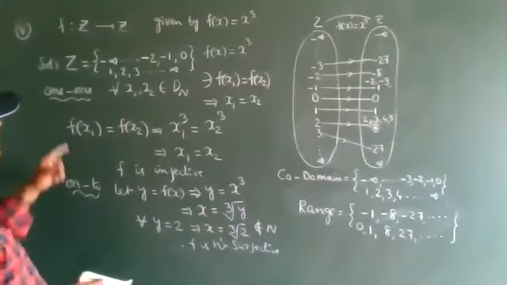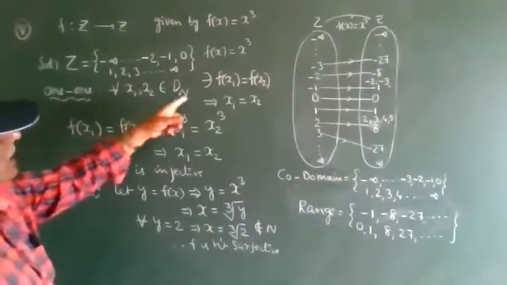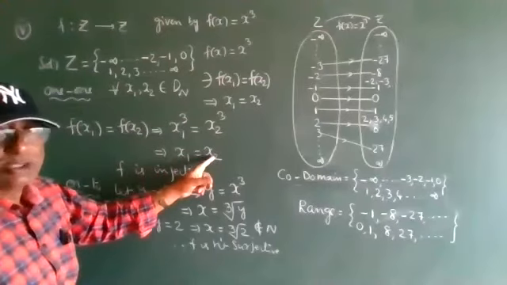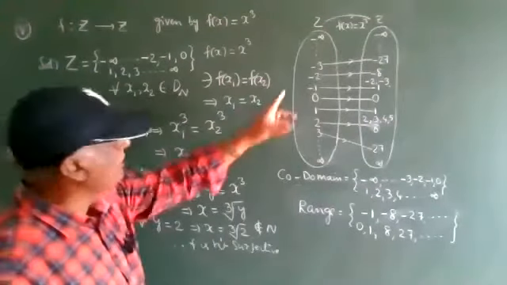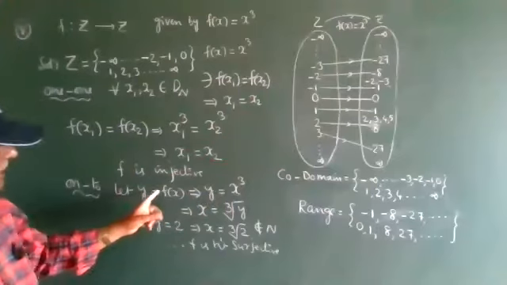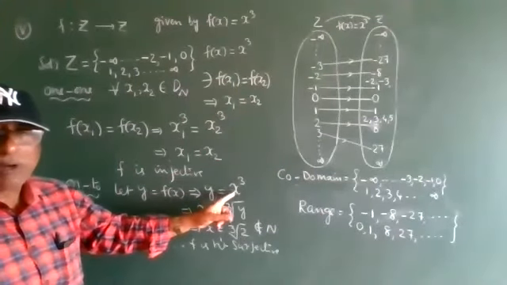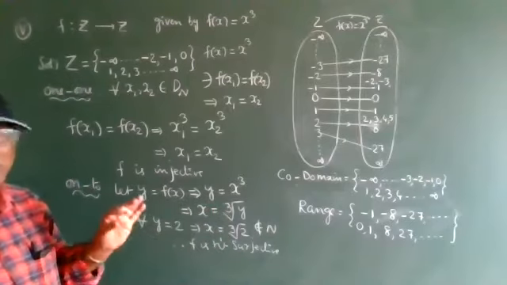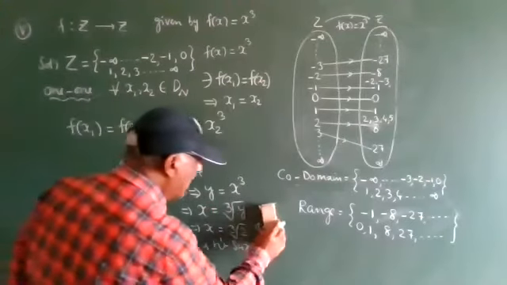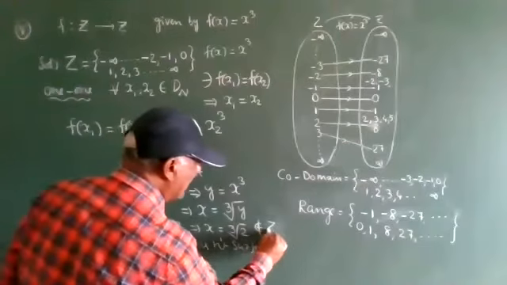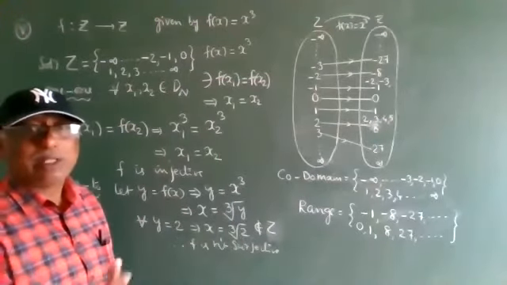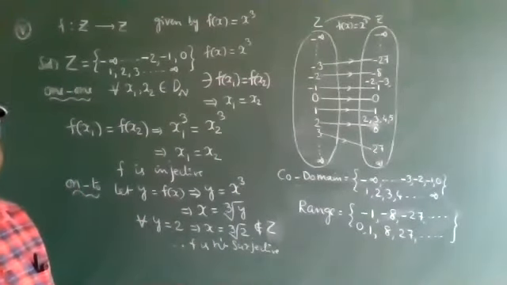Now write down. For x1 cubed equal to x2 cubed, x1 is equal to x2. One element has one image, so it is injective. Next, y is equal to f of x, y is equal to x cubed, and x is equal to the cube root of y, which can be an irrational number. It does not belong to the integers. The cube root of 2 has no value in the integers. Therefore, f is not surjective.